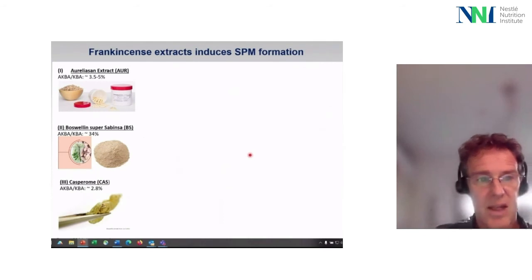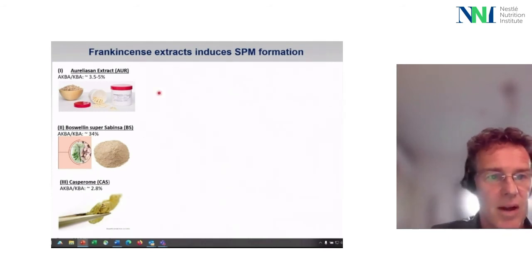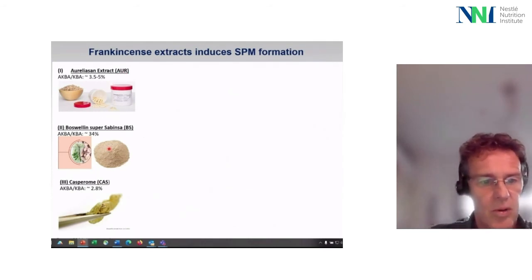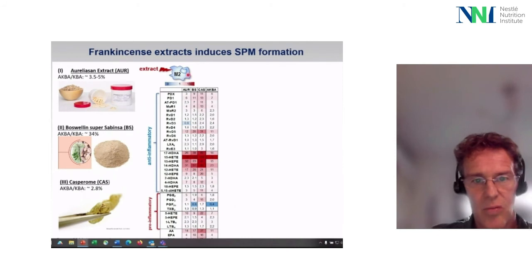We then analyzed extracts of frankincense that are available on the market and contain AKBA, and added those extracts to M2 macrophages to see whether they also could, like AKBA, increase SPM formation. As you can see clearly, they strongly increase the formation of resolvins as well as maresins and protectins, even better than AKBA does at low concentrations.